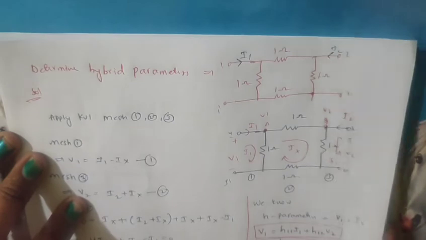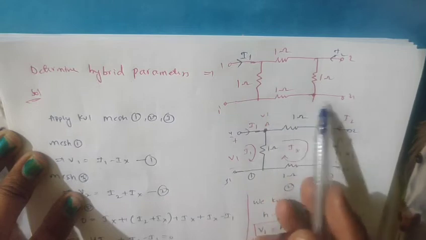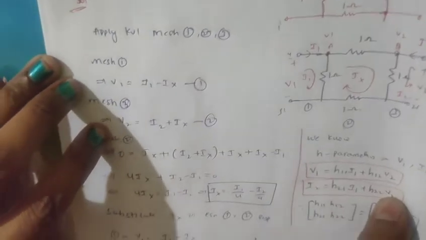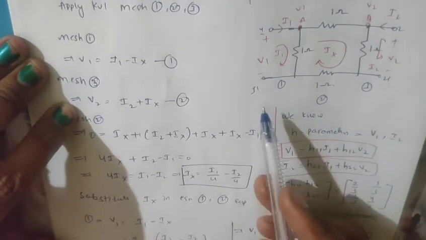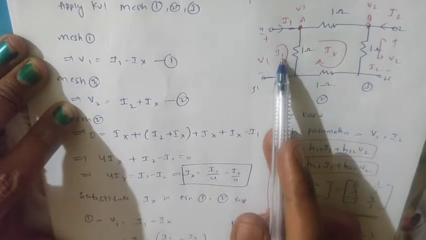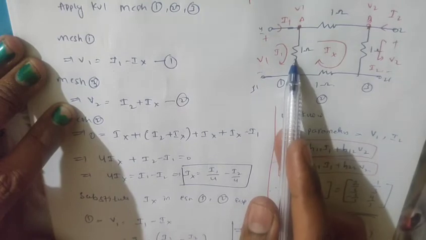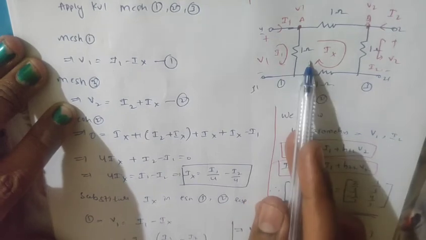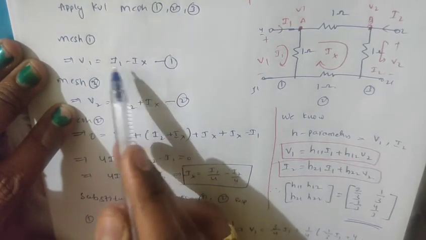For the given network, I am applying the KVL equation. It has 3 loops, or 3 mesh equations, so I am applying KVL to the 3 meshes individually. First of all, I am applying it to mesh 1. This mesh 1 consists of the voltage V1 with a current of I1, and this 1 ohm resistor is associated with the I1 current as well as the Ix current. I1 is the entering current, Ix is the exit current. Therefore V1 is equal to I1 minus Ix, into the 1 ohm resistor.